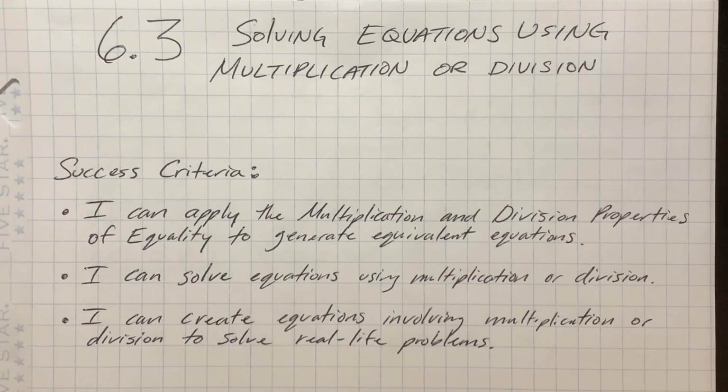So that's all we're doing today for 6.3, solving equations using multiplication or division. By now, you should be able to apply the multiplication and division properties of equality to generate equivalent equations. You should also be able to solve equations using multiplication or division, and also be able to create equations involving multiplication or division to solve real-life problems.